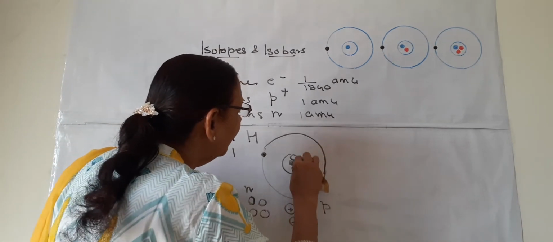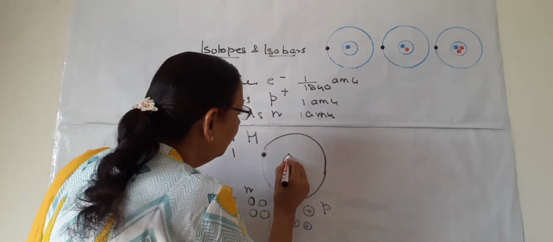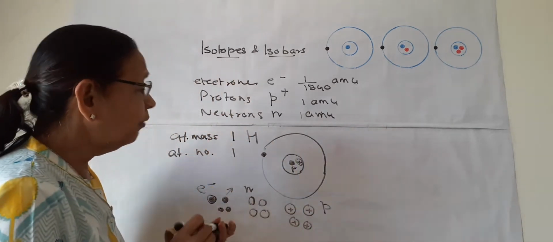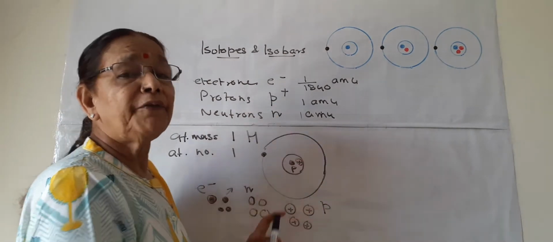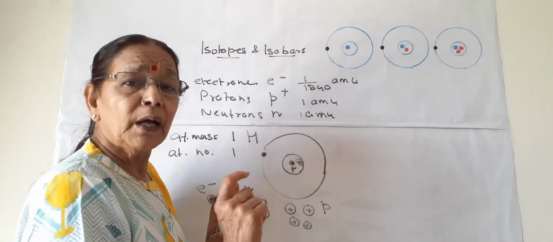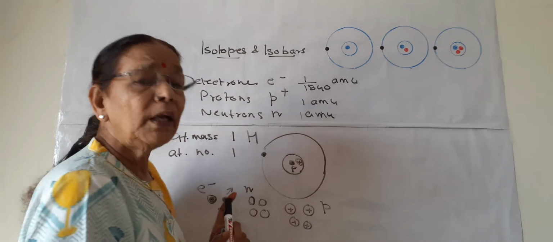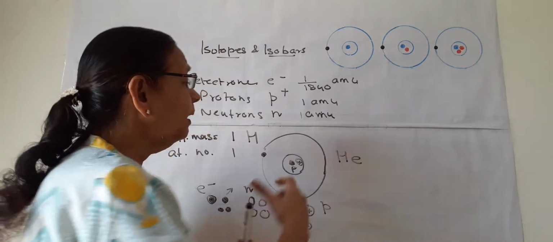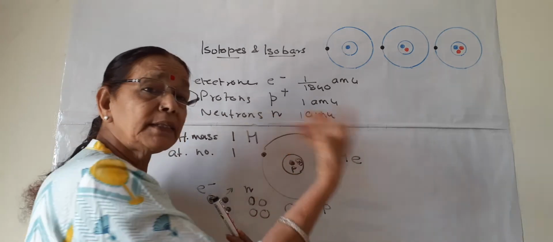Now if I add one proton or two protons to this atom of hydrogen, what will happen? Suppose I add one proton. What properties will be changed? It is totally different now. Now it is no more a hydrogen atom. This is also a proton, this is also a proton. If it has two protons, now it becomes helium. Total, the element is changed. Before it was hydrogen, now it is helium.